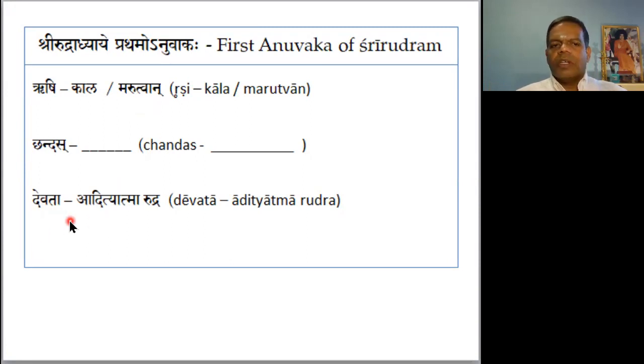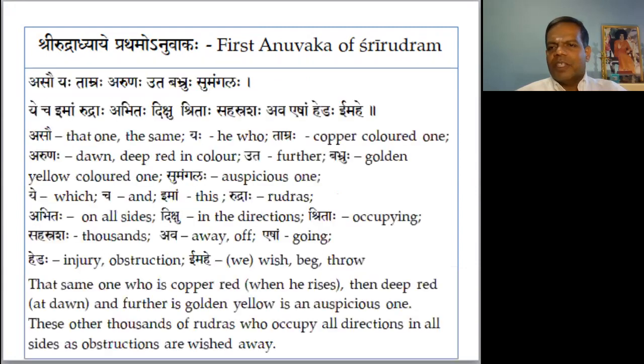Devata, the Lord, is Adityatma Rudra. Rudra in Aditya Atma, as the Atman of Aditya, the sun. That is the Devata this mantra is worshipping. Okay, now we will look at the meaning word by word.